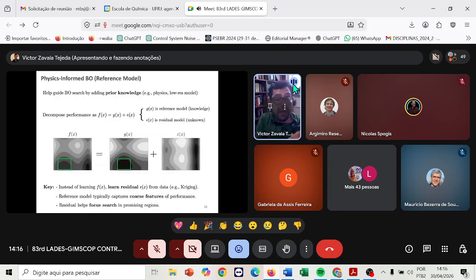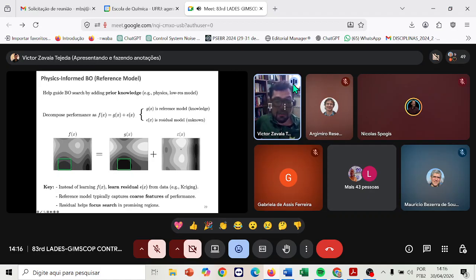All right, but again, I told you that the standard BO is just based on input-output data, right? However, you can also incorporate prior knowledge, right? So for example, this prior knowledge can be in the form of a physical model, or maybe it's a low-resolution model that I'm gonna show you in a second how that might look like, right? So the idea here is that I'm gonna decompose my performance measure in terms of my physical model or my reference model and a residual model. This is what we do not know about the system, right? So I basically approximate this with this plus this.